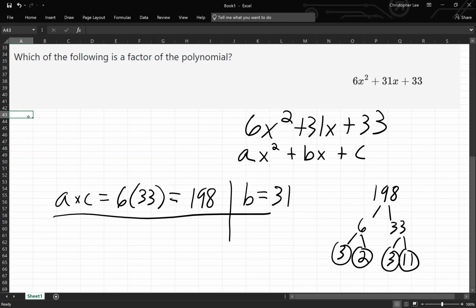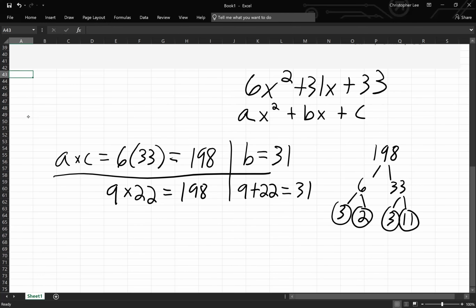So you see how I have these 4 prime numbers here? Some kind of combination of them would work, right? So you said 9 times 22, so that's a 3 and a 3 together. Let's take a look. 9 times 22 is 198. 9 plus 22 is 31. All right, that works. You just play around with it.